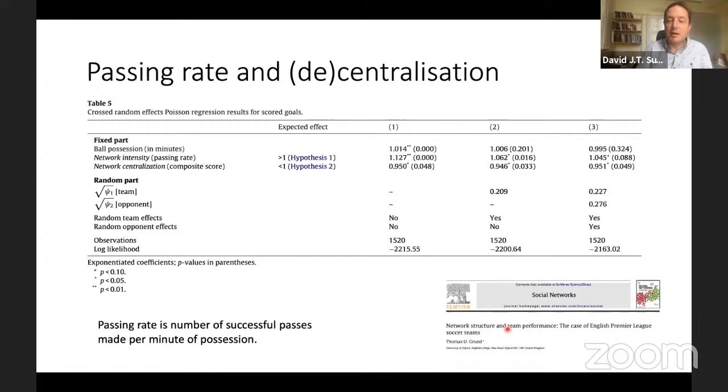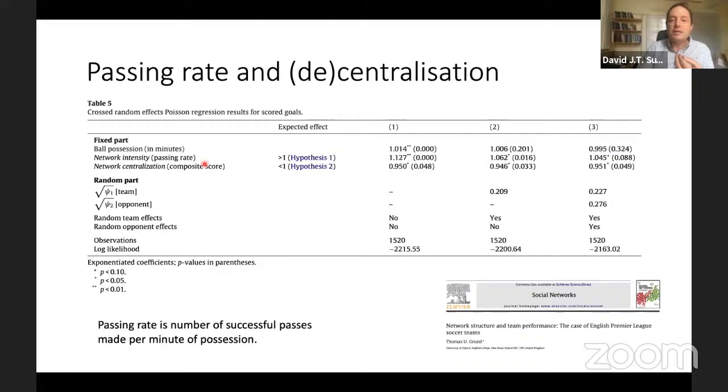This is a study by Thomas Grund, who's a sociologist actually, and he was interested in the property of football as a social network. And he tested passing rate. I'll come back to network centralization, but let's actually start with possession, because I said in an earlier part that ball possession wasn't statistically significant. So he looked at possession of the teams, he looked at intensity, which is passing rate, and he looked at centralization, which I'll come back to. And he created three models.